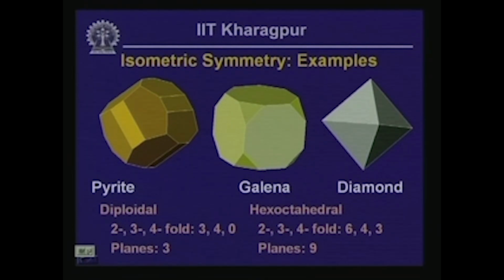Now, galena and diamond, on the other hand, are of the hexoctahedral subcategory of the isometric type of crystal, and they have 6 two-fold symmetries, 4 three-fold symmetries, and 3 four-fold symmetries. These two types of minerals have 9 planes of symmetry, and as you can see, these minerals also meet the minimum requirement for being classified in the isometric family.